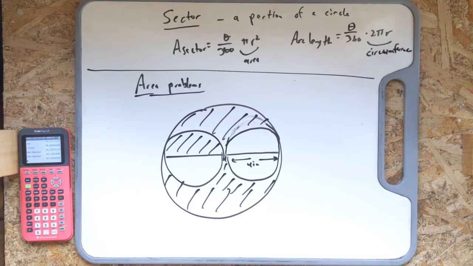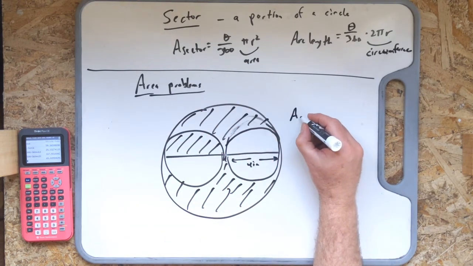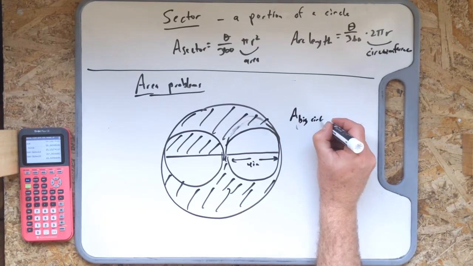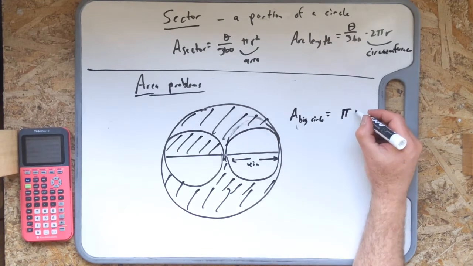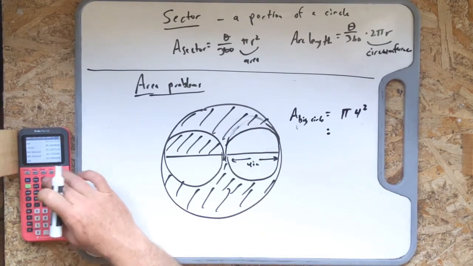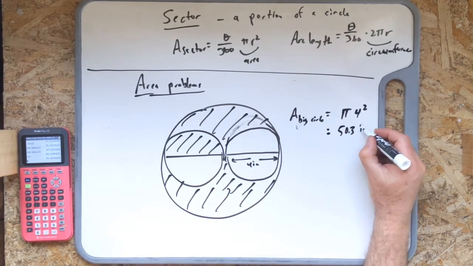Okay, why don't you pause there and try it, and I'll come back and work through it with you. Okay, if you're back, first thing we do is find the area of the big circle. That will be just pi radius squared, which in this case is pi times 4 squared, or that's 16 pi. I'll get numbers as I go along. I think that's 50.3 square inches.